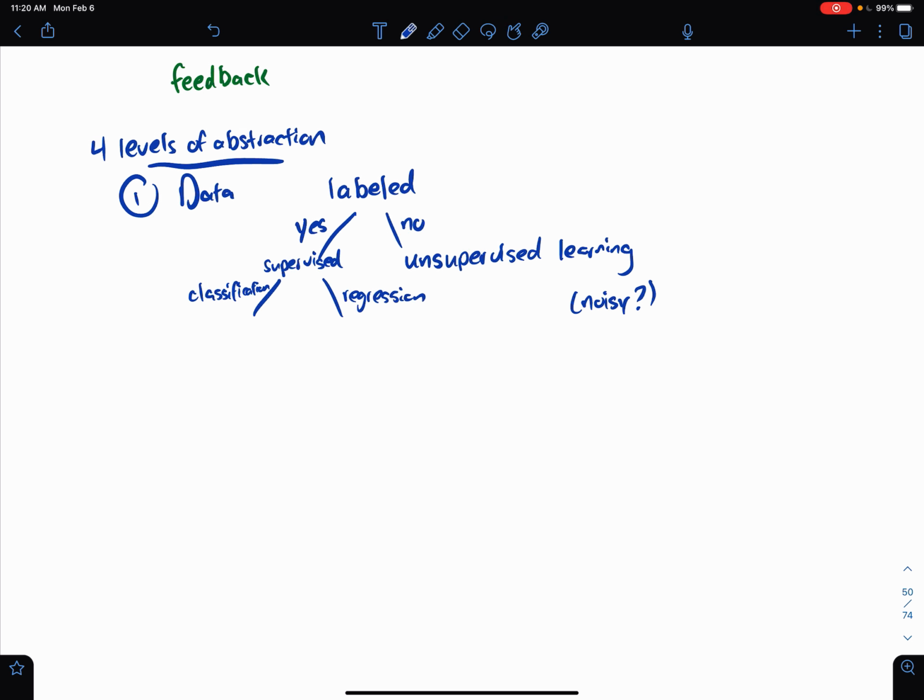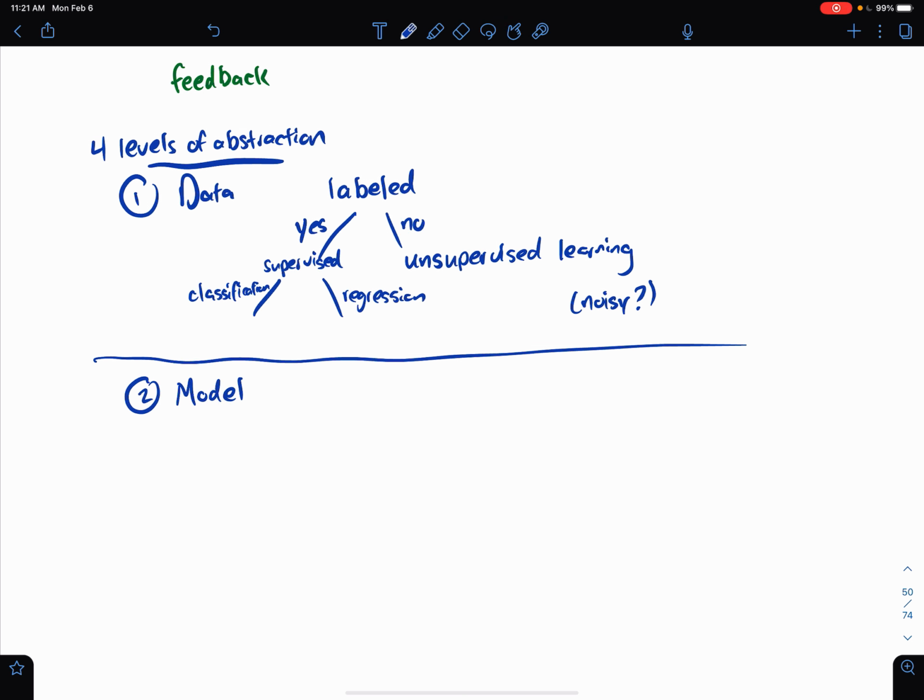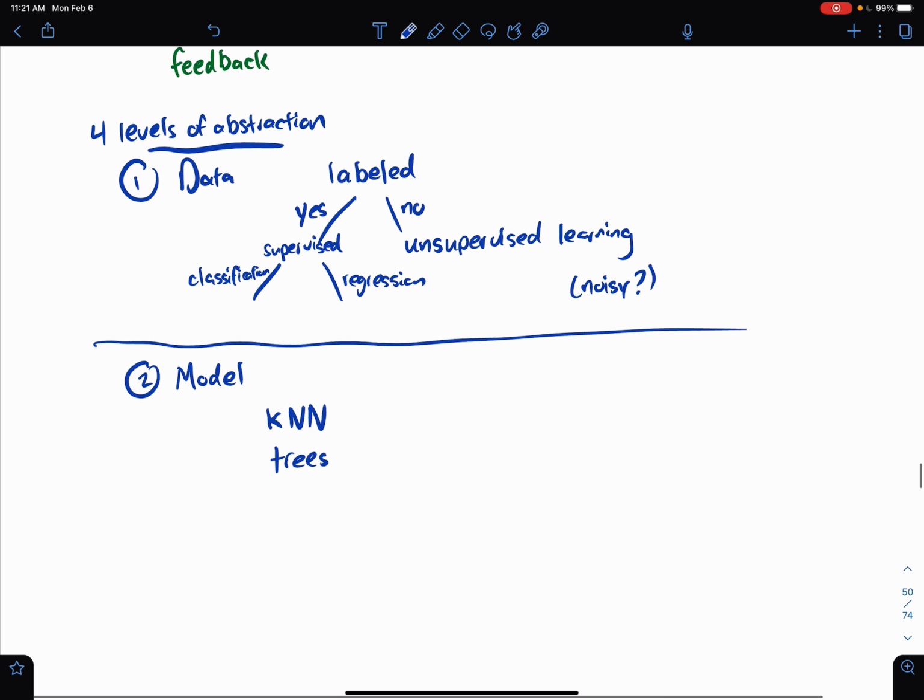Models, right? So the next level of abstraction you can keep in mind is your model class. Let's rattle off some models that we've been studying so far. KNN. Yeah, KNN. What else? Someone else? Trees. Yeah, trees, great. Linear model. Yeah, linear models.